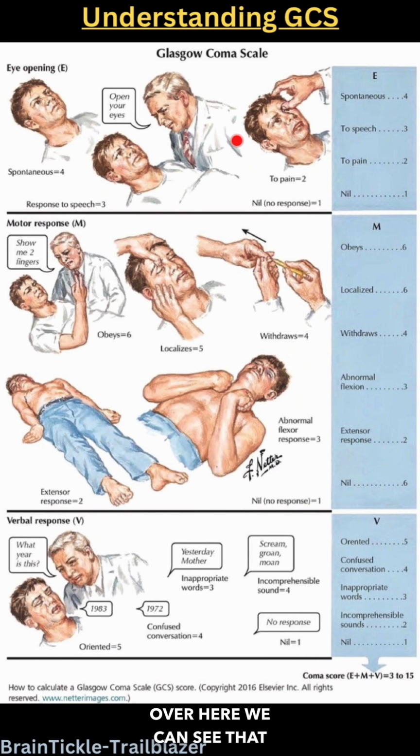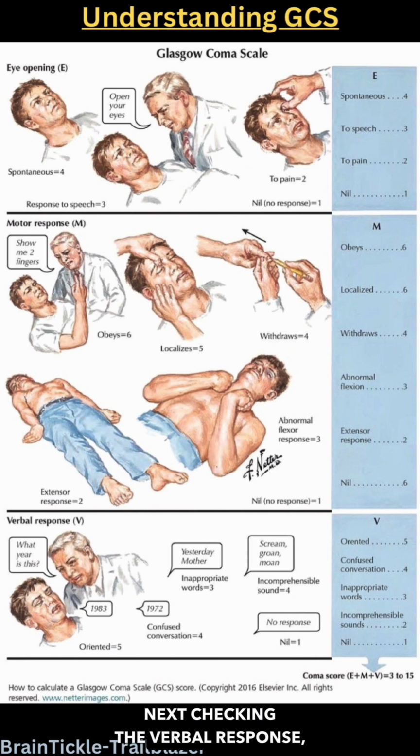Over here we can see that a painful stimulus is being given at the supraorbital ridge. You can also give a painful stimulus at the sternum. If the patient opens eyes to a painful stimulus, you will give a score of 2. If the patient does not open eyes whatsoever, then you will give him a score of 1.